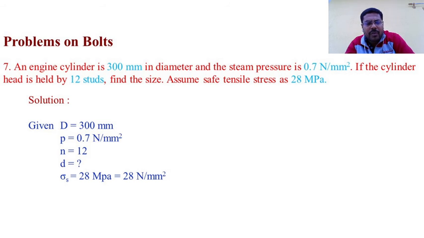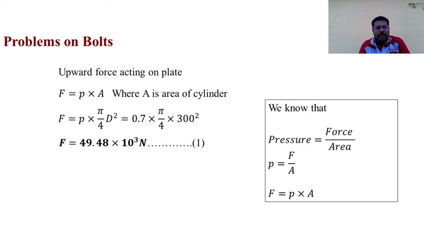Capital D is equal to 300 mm, pressure is equal to 0.7 newton per mm square, N is equal to 12 bolts, the number of bolts is given, d is to be found, sigma is 28 megapascal. Therefore we know that pressure is equal to force by area, P is equal to F by A. Therefore F is equal to P into A. The upward force acting on the plate, F is equal to P into A, where A is the area of the cylinder. F is equal to P into pi by 4 D square; substitute all the values. P is equal to 0.7, pressure, and pi by 4 into capital D is equal to 300 mm square. Therefore F is equal to 39.48 into 10 raised to power 3 newtons.